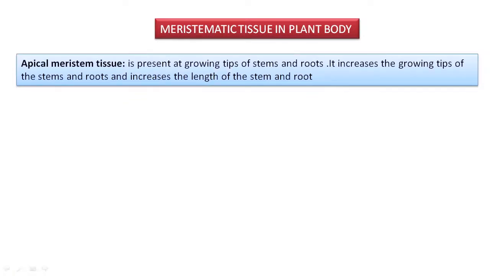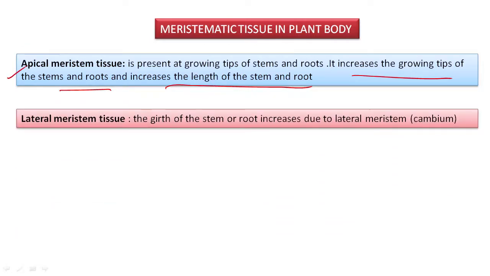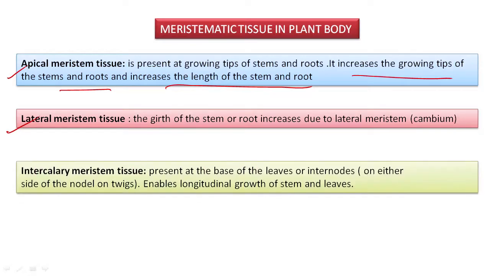So, let us understand in detail. Apical meristems are responsible for increasing the growth tips of stems and roots, and increase the length of the stems and roots. Whereas lateral meristems increase the stem or root girth. And intercalary meristems are present at the base of the leaves or internodes. On either side of nodal twigs, they enable longitudinal growth of stems and leaves.